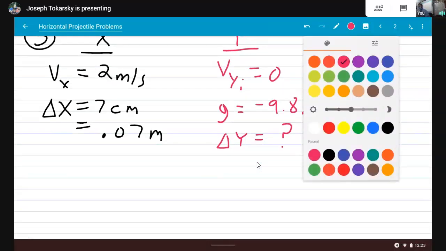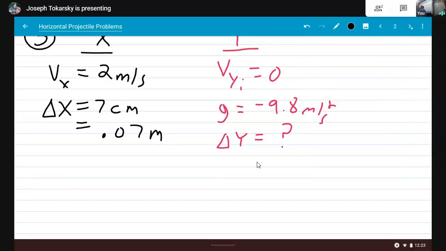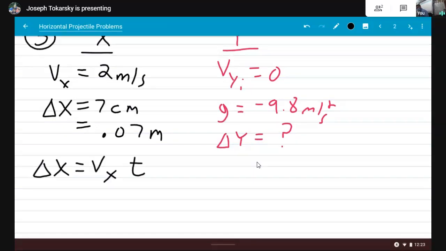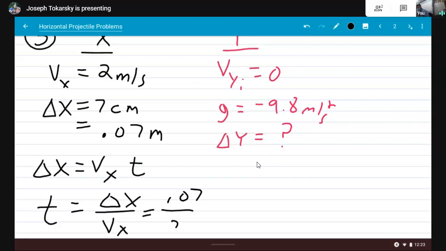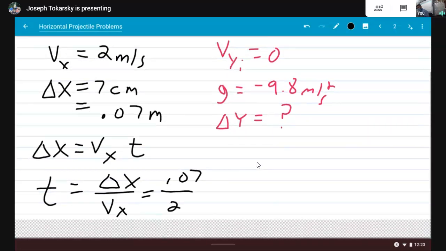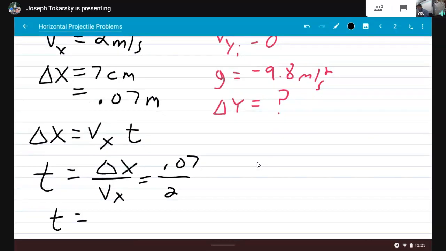This just slightly flips around the idea. This time I'm going to use the x stuff to get t and plug it into the y stuff. All right, so if we take this equation again, the only option we have on this axis going constant, and solve it for t, we would divide each side by vx. And that's going to be 0.07 divided by 2. And that's going to be an even smaller number of 0.035, right?